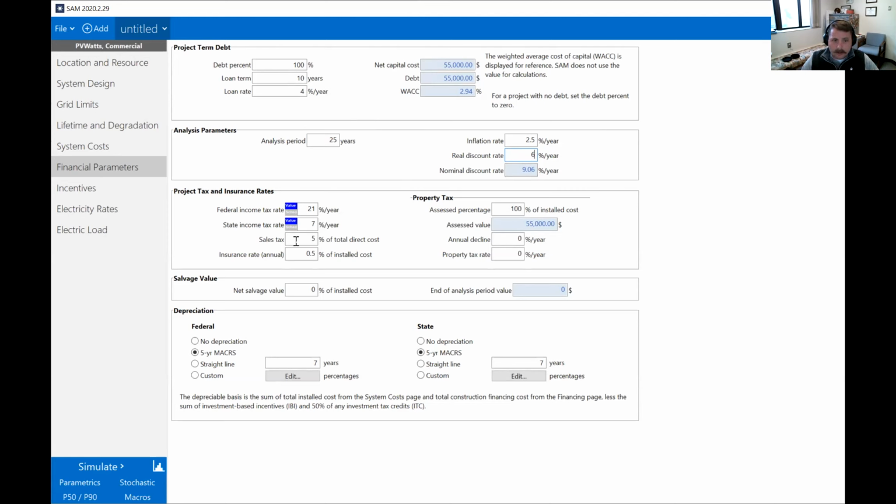You can change the federal and state income tax rates if they're different. I'm going to leave these here because they're very close to what Ohio's is, and they're close enough for what we're doing.